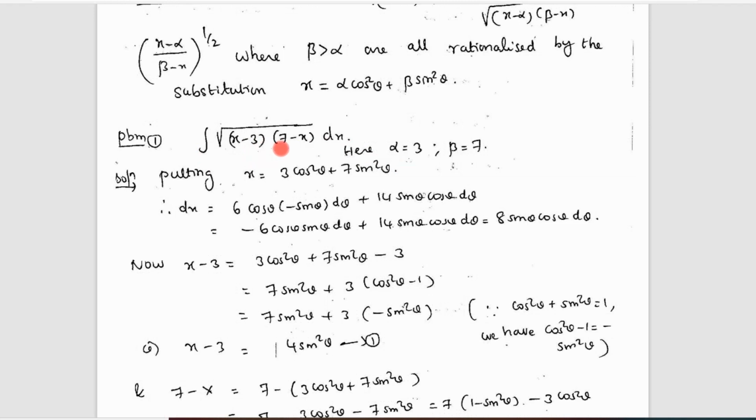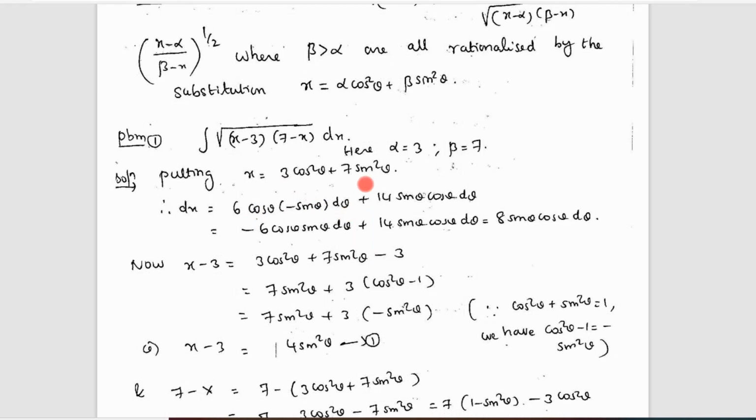So what transformation do we have to use for this type of integrals? x equal to alpha cos square theta plus beta sin square theta. So x equal to 3 cos square theta plus 7 sin square theta. We are going to transform the integrand into a new variable theta. Therefore, we have to find dx. Differentiate this equation on both sides with respect to x. Differentiation of x is dx. And differentiation of cos square theta is 2 cos theta into differentiation of cos theta, which is minus sin theta. So you'll be getting 6, 3 into 2 is 6. 6 cos theta minus sin theta d theta.